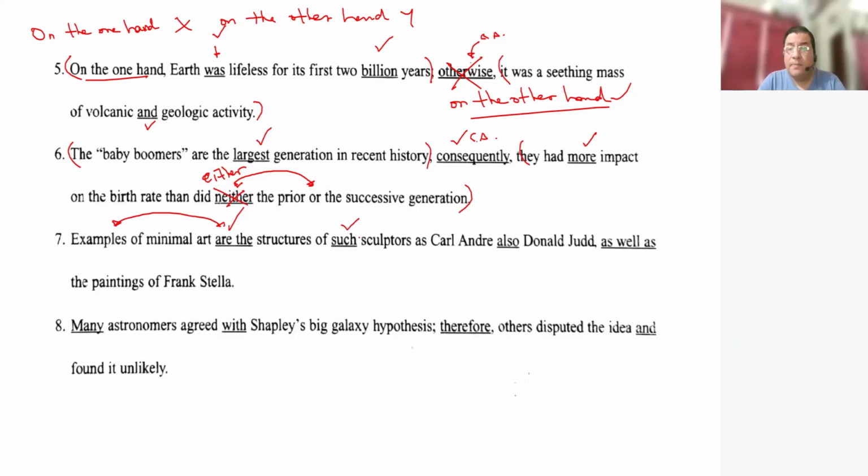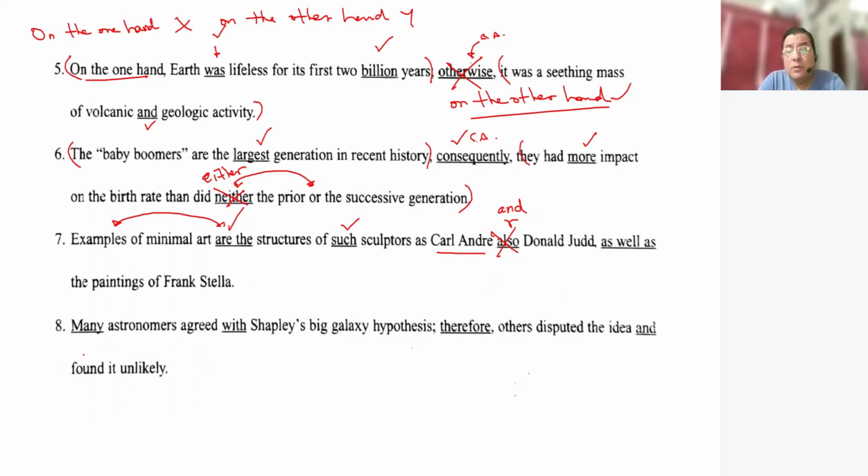So this looks fine. What about the list of sculptors that engage in minimal art? We have Carl Andre, also Donald Judd. We don't use also in this way, but here Carl Andre and Donald Judd are connected together with also. It is not appropriate. We would say as Carl Andre and Donald Judd, as well as the paintings of Frank Stella. Okay, this is therefore the correct answer choice. Correct also for and.